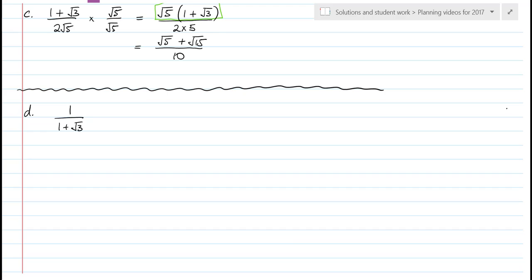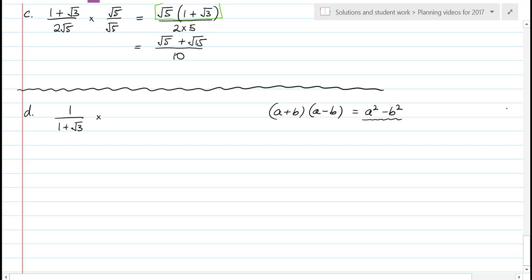But in the meantime, rationalizing this type of denominator. The key here is this, the difference of two squares. A plus b times a minus b is equal to a squared minus b squared. So if either of a or b is an irrational number or a surd, when you square it, it won't be a surd anymore. So this will be a rational number.